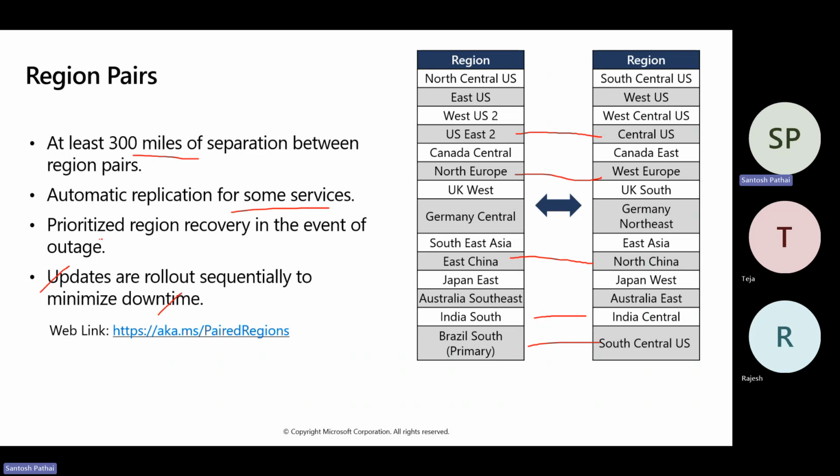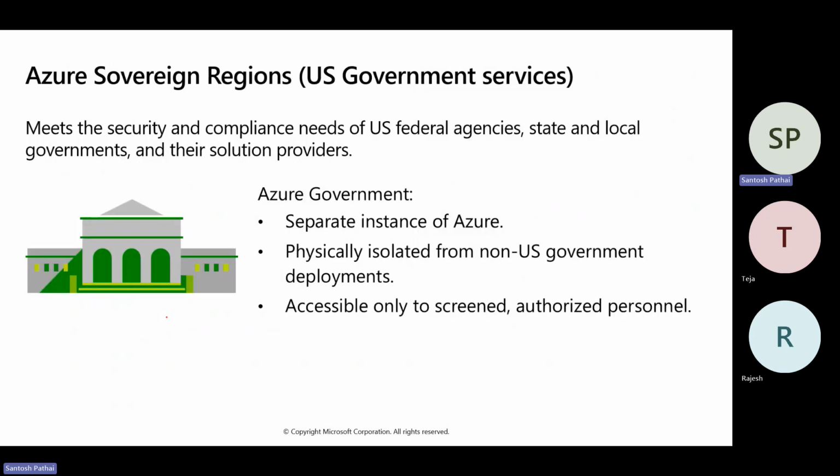Now, region recovery is prioritized in the event of an outage. Updates are rolled out sequentially to minimize downtime. Microsoft will not roll out updates to all the regions together. Let's say they want to roll out updates in Indian territory, they will not roll them out together on both regions. First, they will roll out updates in a single region, in a single availability zone, that is, in a single data center. How that concept of update rollouts works we'll understand maybe in today's session or tomorrow's session.